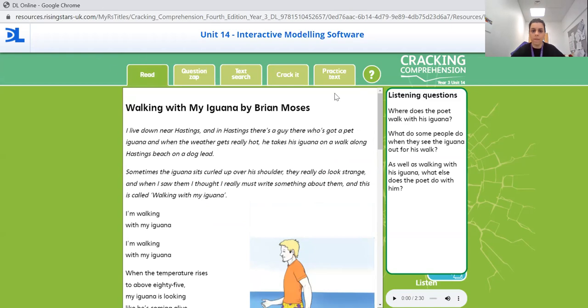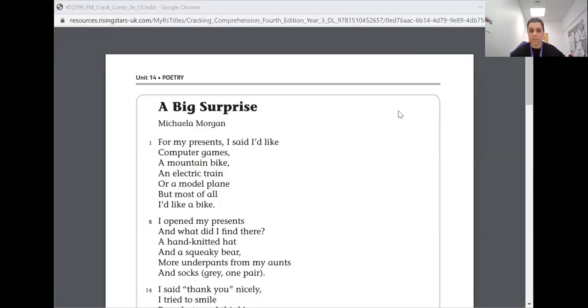So your text tomorrow, if I come onto a different screen, if I stop my sharing now, you're doing really well, everyone. I know this is a tricky lesson today. If I find my next screen, which is a little bit tricky. So your next one, I share my screen with you now. This is going to be your next text. So this is going to be tomorrow's one. And this was also sent to you with the task sheet. It's called A Big Surprise. And it's also a poem.